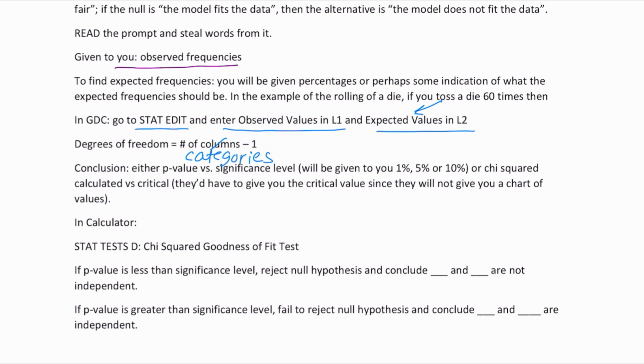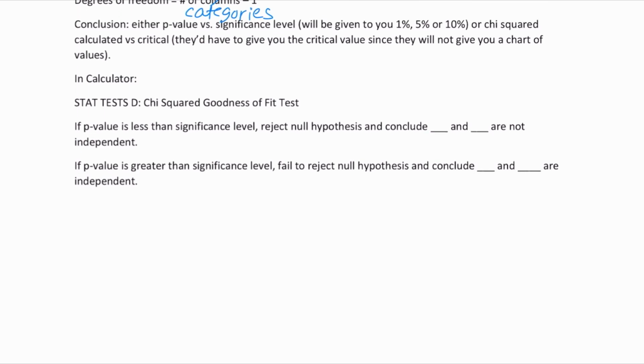And again, the conclusion, nothing has changed. If your p-value is less than your significance level, then you reject the null hypothesis. If your p-value is greater than your significance level, that is when you fail to reject or accept the null hypothesis. Same thing goes with chi-square calculated versus chi-square critical, because this is called a chi-square goodness of fit test. They are both under the chi-square distribution umbrella. So if the chi-square calculated value is greater than the critical value, that is when you reject the null hypothesis. In the calculator, you're going to go to stat test, but this time the goodness of fit is option D.